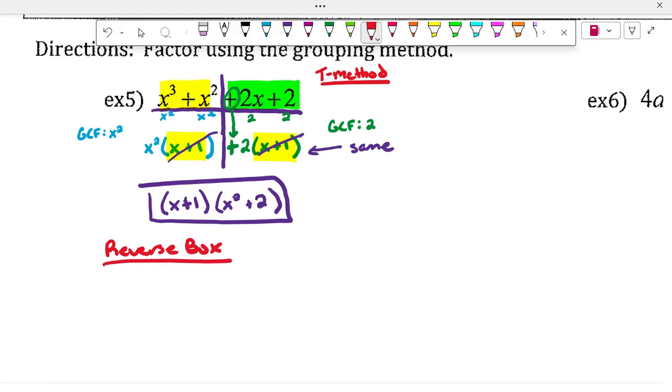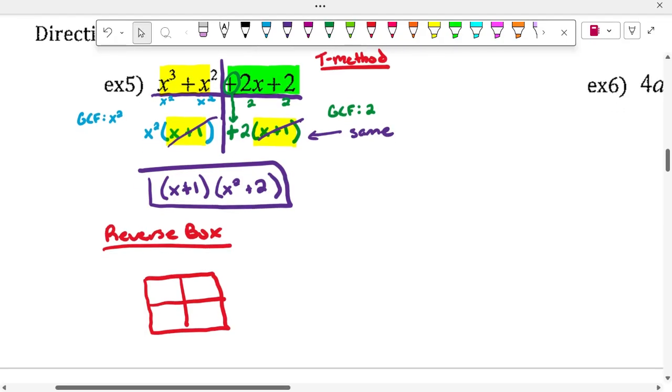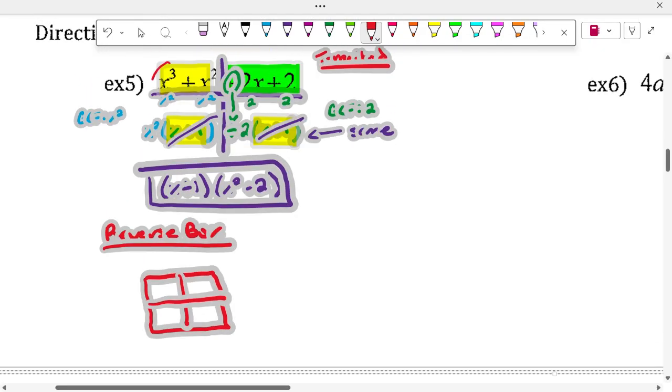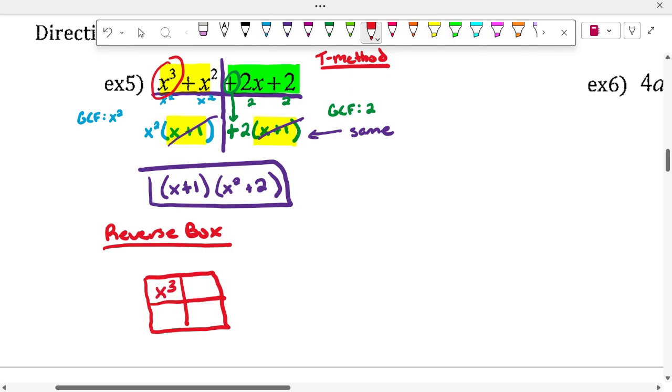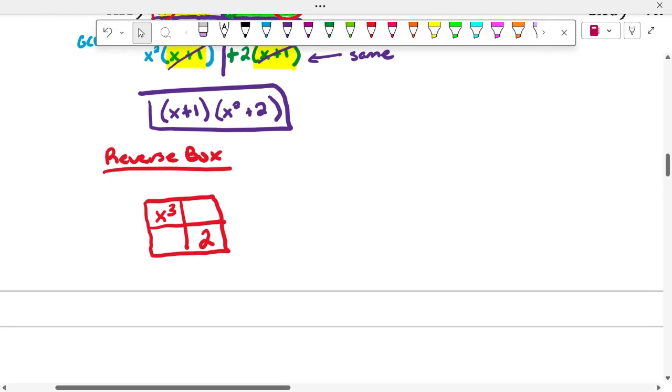All right. So, first things first, I'm going to set up my box. Now, remember, your first term always goes in the top left, so this would be x cubed. Your last term will always go in the bottom right, so that will be a 2. And then the middle terms, you can put in either or. So I'm going to put the x squared here and the 2x here. If you flip-flop the x squared and the 2x, it's okay. You'll get the exact same thing, regardless. But first term has to be in top left, last term has to be in bottom right. Otherwise, it doesn't work.